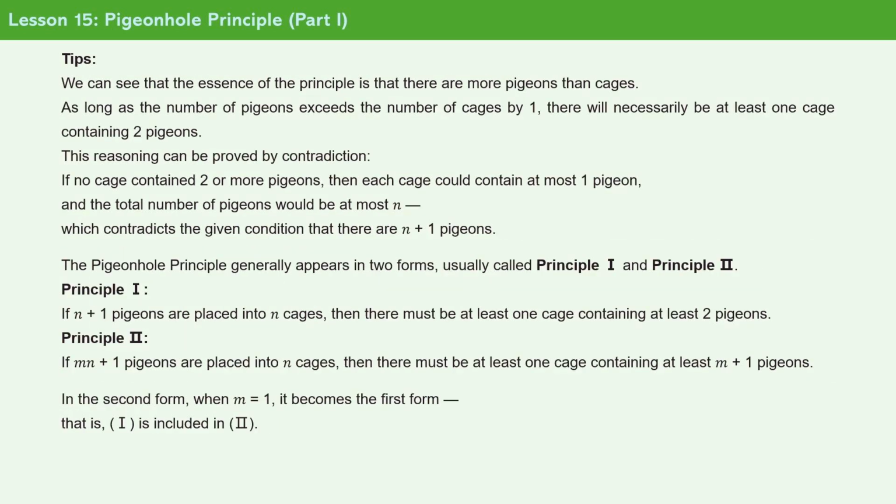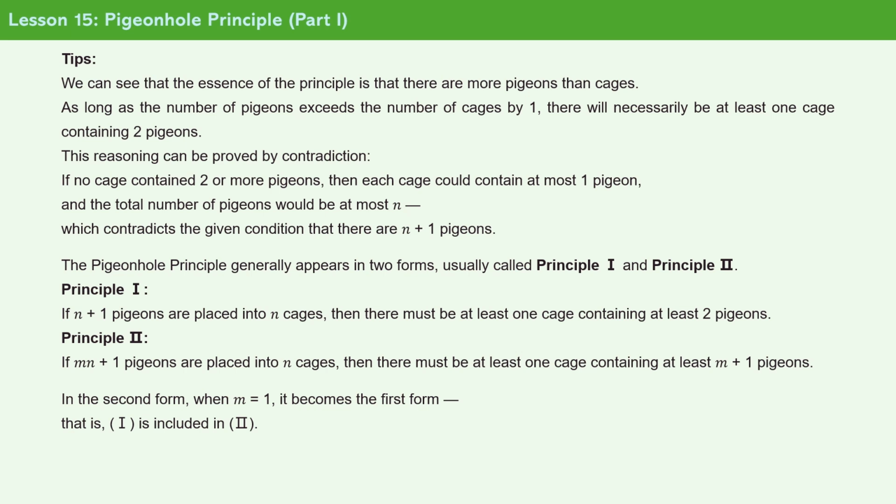We can see that the essence of the principle is that there are more pigeons than cages. As long as the number of pigeons exceeds the number of cages by 1, there will necessarily be at least one cage containing 2 pigeons. This reasoning can be proved by contradiction: if no cage contained 2 or more pigeons, then each cage could contain at most 1 pigeon, and the total number of pigeons would be at most n, which contradicts the given condition that there are n plus 1 pigeons.